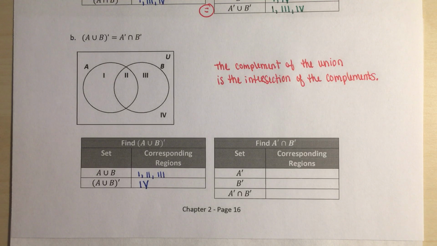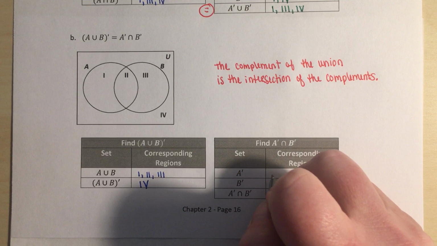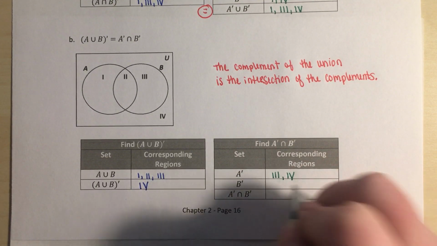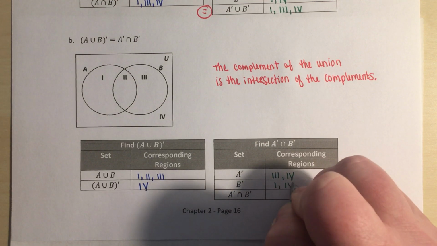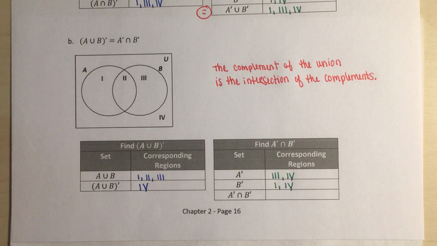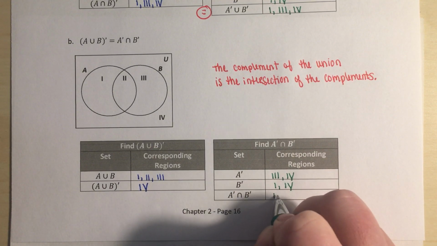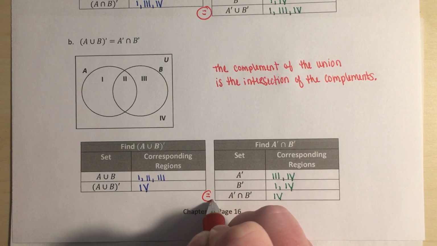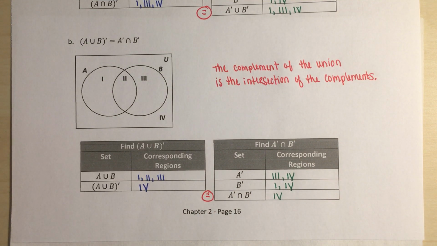All right. On the other side, we're going to start by listing out our complements. So our complement of A, remember, anything outside of A is regions 3 and 4. Our complement of B is going to be regions 1 and 4. Same thing that we saw in our previous example. Now instead of taking the union of these, we want the intersection of these. Well, region 4 is the only thing that appears in both. So again, if we compare what we have left in our table, we have region 4. Right, so the complement of the union is the intersection of the complements.